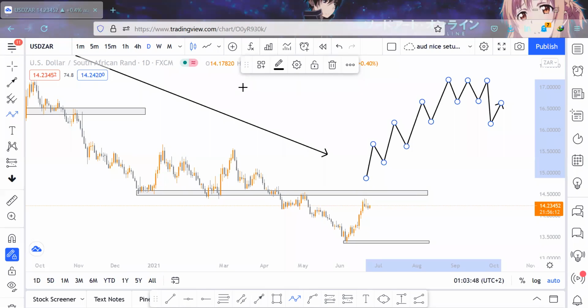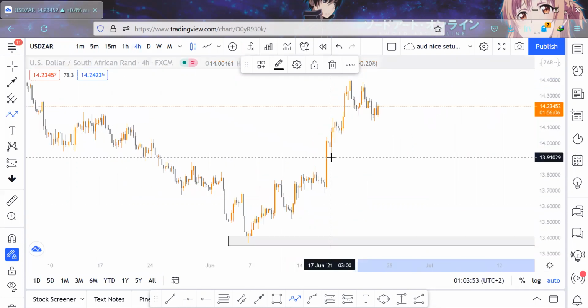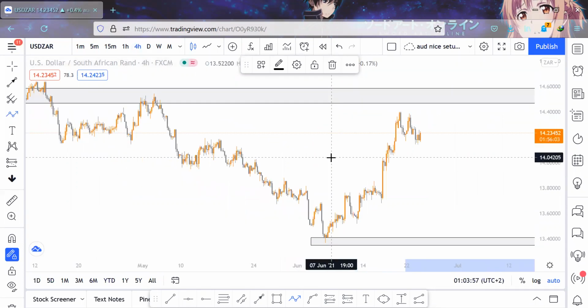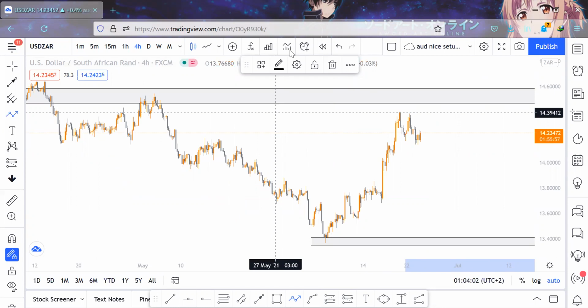Proceeding to that, let me move down to the 4-hour time frame and see whether we can identify the structures that we are looking for, right? Now, from this, we can see that the market is actually pushing to the upside here, making higher highs and higher lows, right?